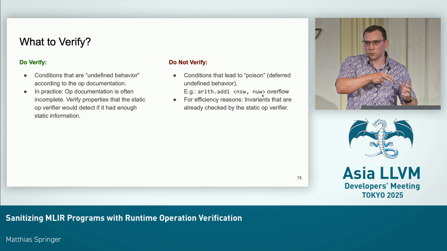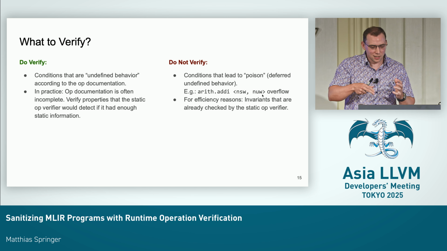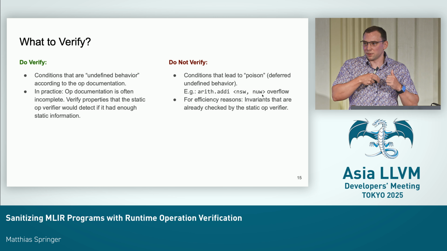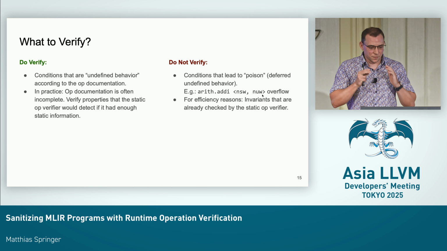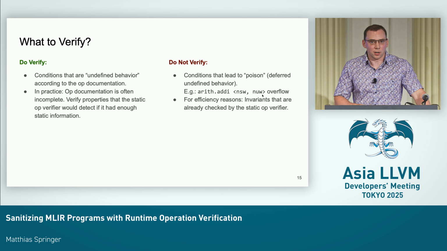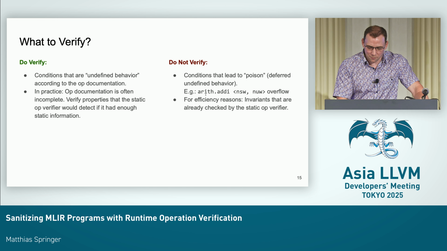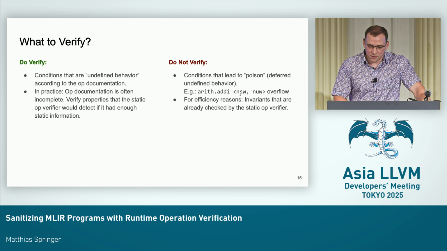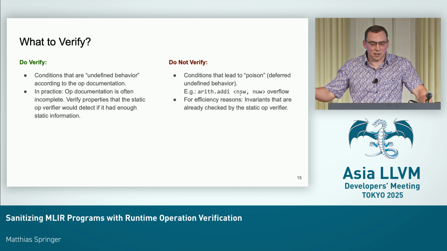For example, you do a control flow branch based on that value, at that point, that will cause undefined behavior. So that's not something you can check with runtime op verification, because at the point of time where this assumption here fails, there's no undefined behavior yet. It only materializes later. So that's one category.